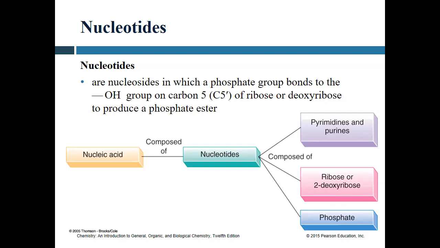So again, bringing up our nucleotide, it has three components. It has the phosphate group, which we just added at the end. It has the sugar group, which when combined with the base, either the pyrimidine or the purine, will give us a nucleoside. The nucleoside plus the phosphate makes a nucleotide.